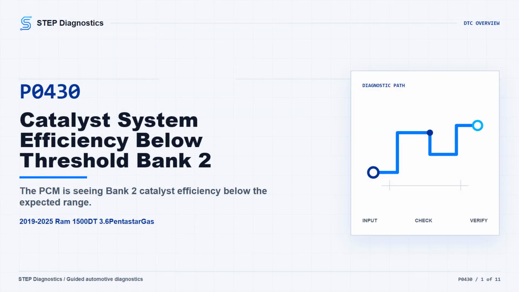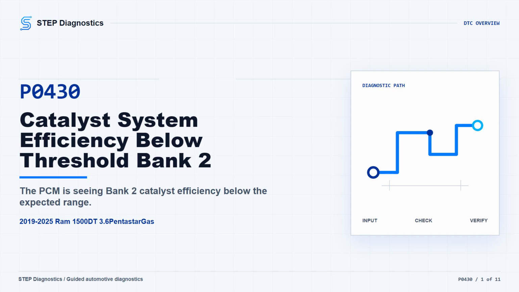For this RAM 1500 with the 3.6 Pentastar, P0430 means the PCM may be seeing Bank 2 catalyst efficiency below the expected range. The driver may only notice the MIL, and the truck can often run normally. Broadly, this can involve the catalyst itself, exhaust leakage, an engine mechanical condition, or an aging or fouled oxygen sensor. The key here is not to condemn the converter too early.